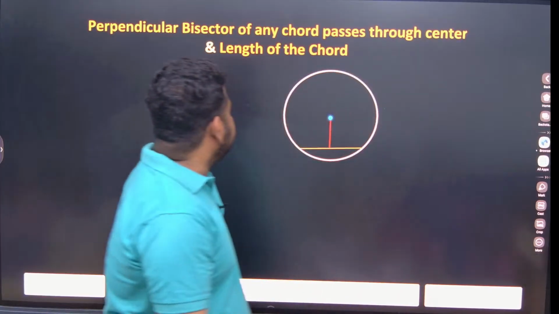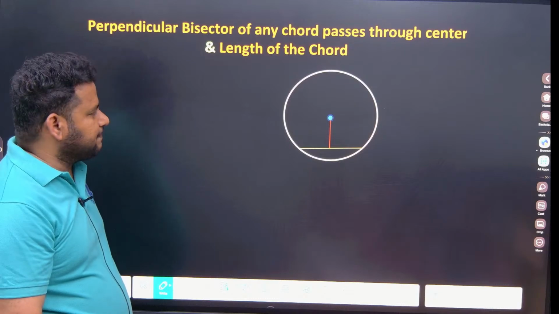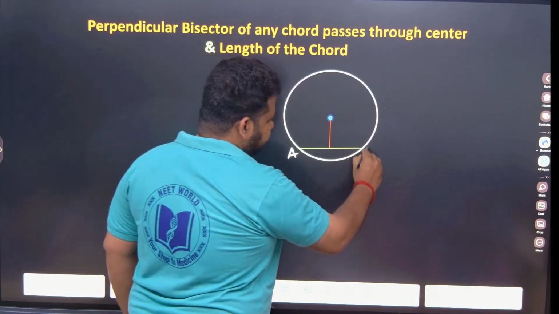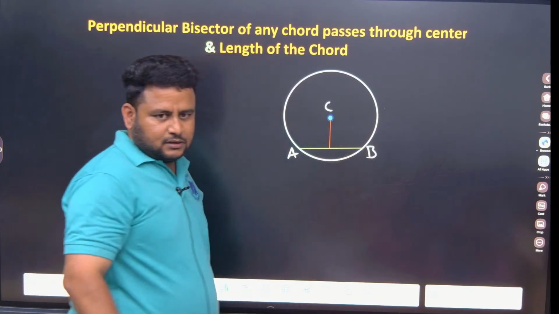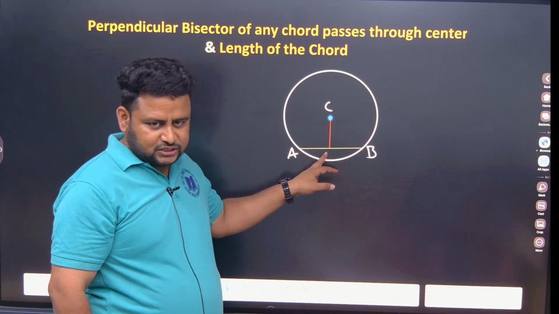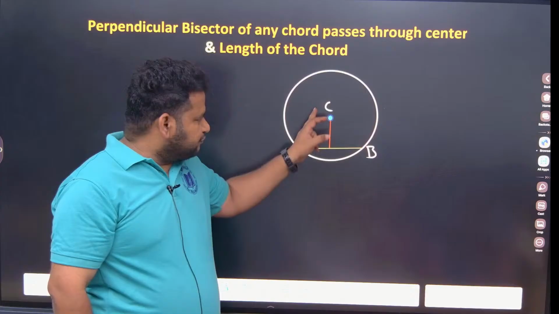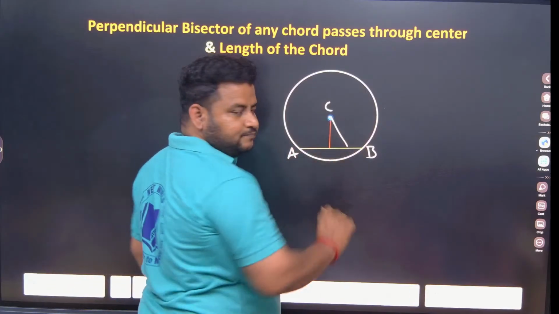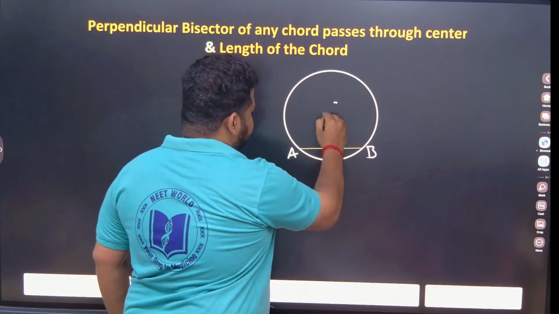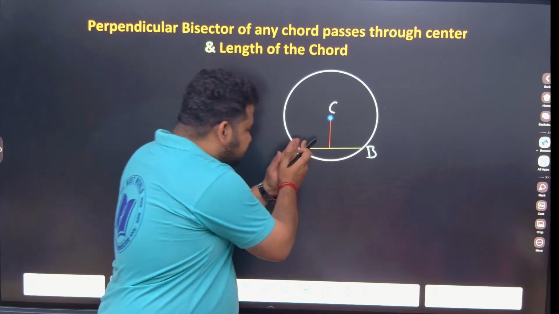Next one: the perpendicular bisector of any chord passes through the center, and we have to find the length of the chord. The perpendicular bisector of any chord. What does that mean? Observe carefully. Suppose this is the chord AB and this is the center that is given. This will be useful in many questions. If I draw a perpendicular line from the center to the chord, this will always bisect the chord.